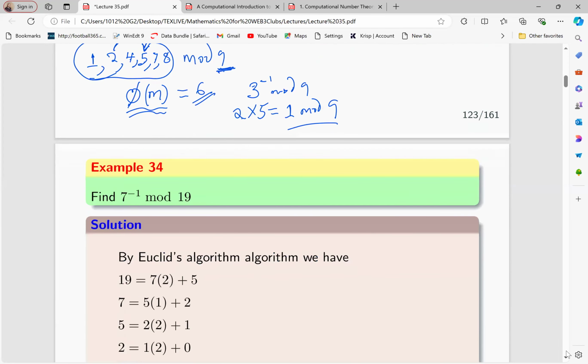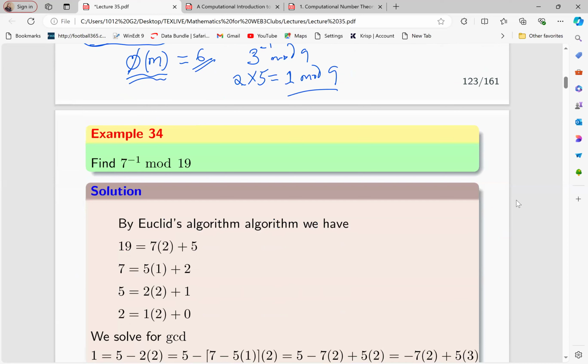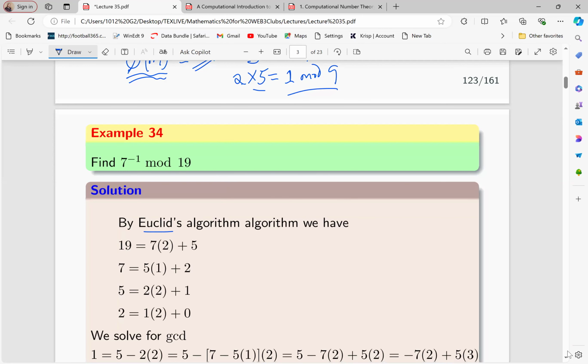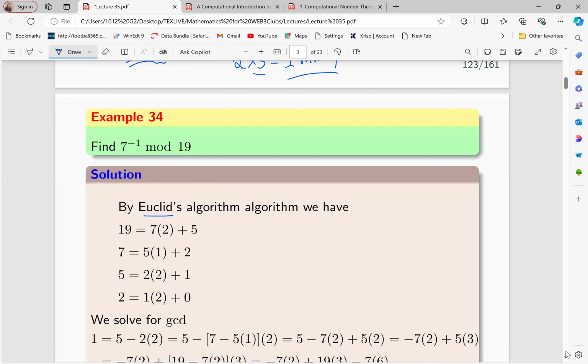Now, let's just go through the steps of finding inverses. Somebody might be wondering how we knew that the inverse of 2 was 5. There are various methods, and one of them is Euclid's algorithm combined with the extended Euclidean algorithm. When you combine those two, you can find inverses of elements.